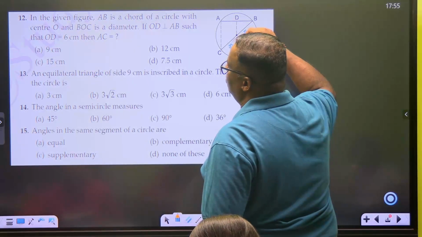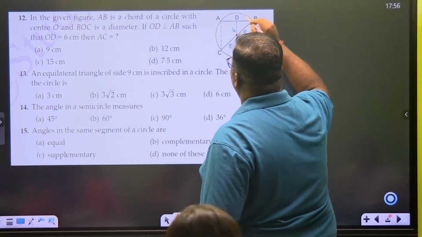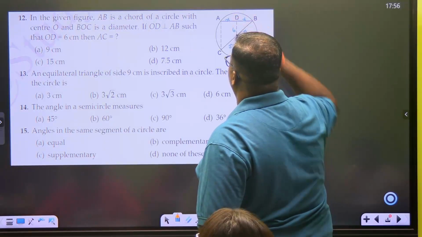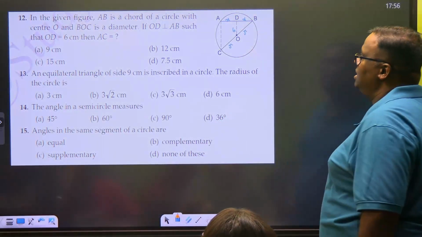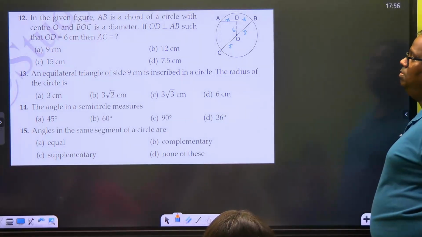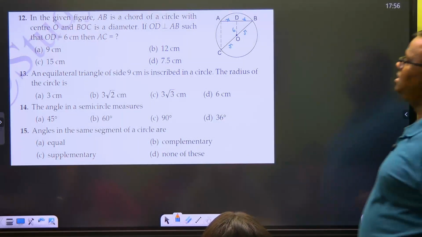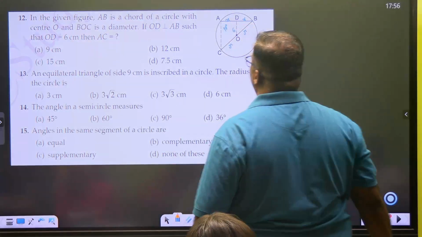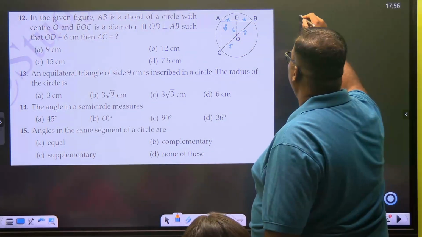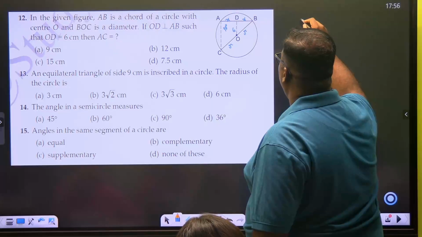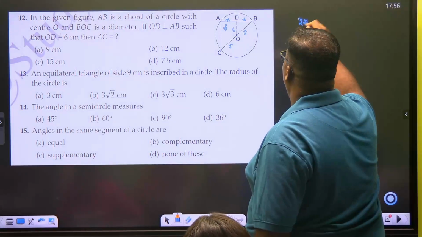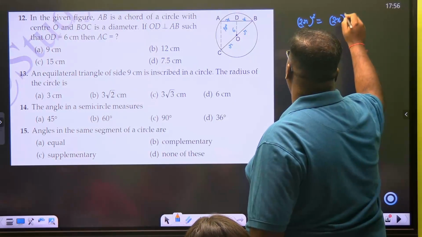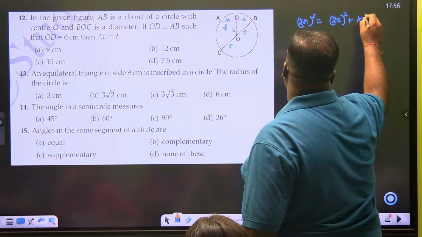And the value of OD is given to you as 6. Whatever this is, if this is x, this is also x. So basically AC will be equal to what? This angle will always be 90 degrees because this is the angle in a semicircle. That means if I try to solve this problem, then r plus r is 2r. 2r square should be equal to 2x square plus AC square.